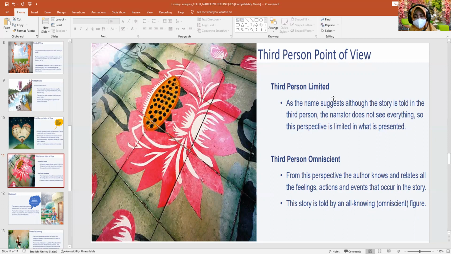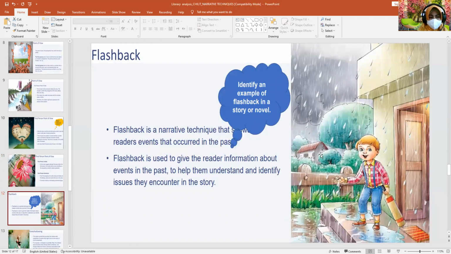And there is also third person omniscient. From this perspective, the author knows and relates all the feelings, actions, and events that occur in a story. This story is told by an all-knowing or omniscient figure. Sometimes when you read your favorite literary works, some of them might use third person limited or third person omniscient point of view. Now we go to the finish of point of view.